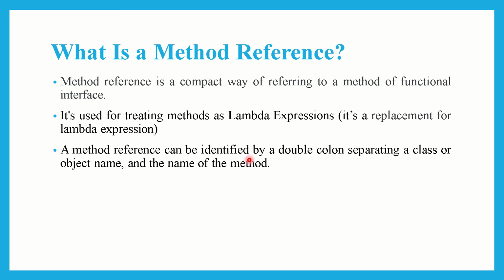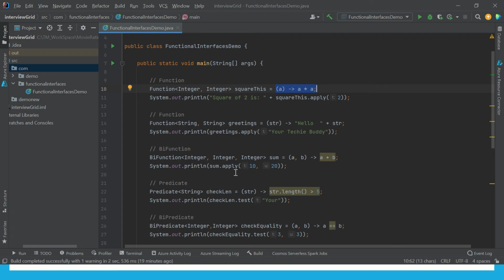A method reference can be identified by the double colon. We have to give two colons to identify the method reference, separating the class or the object name and the name of the method. I'll just explain this.